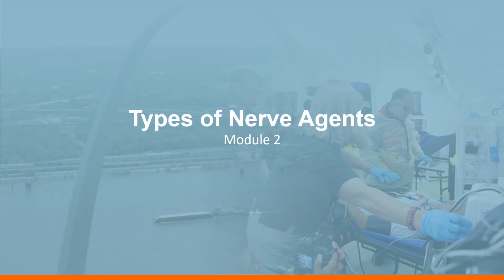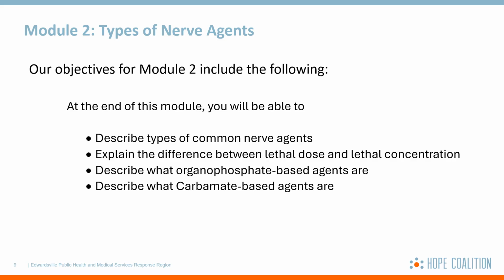Welcome to Module 2, Types of Nerve Agents. Our objectives for Module 2 include the following. At the end of this module, you will be able to describe types of common nerve agents, explain the difference between lethal dose and lethal concentration, describe what organophosphate-based agents are, and describe what carbamate-based agents are.